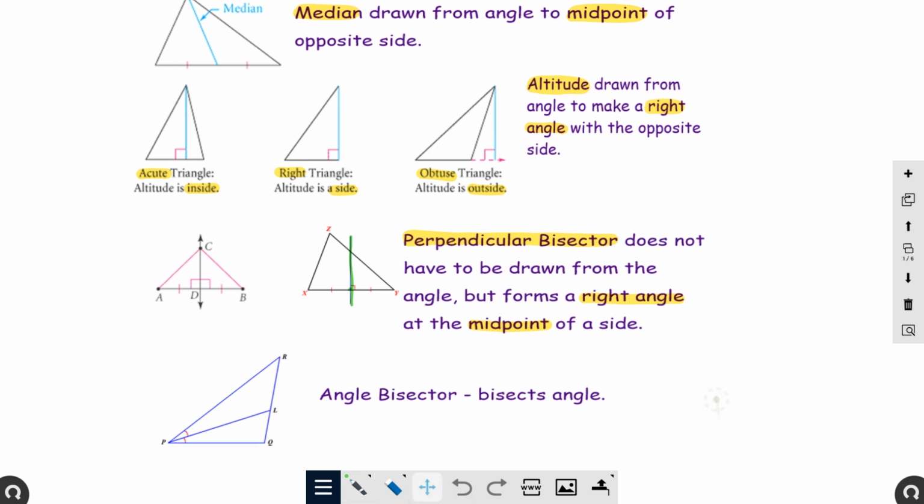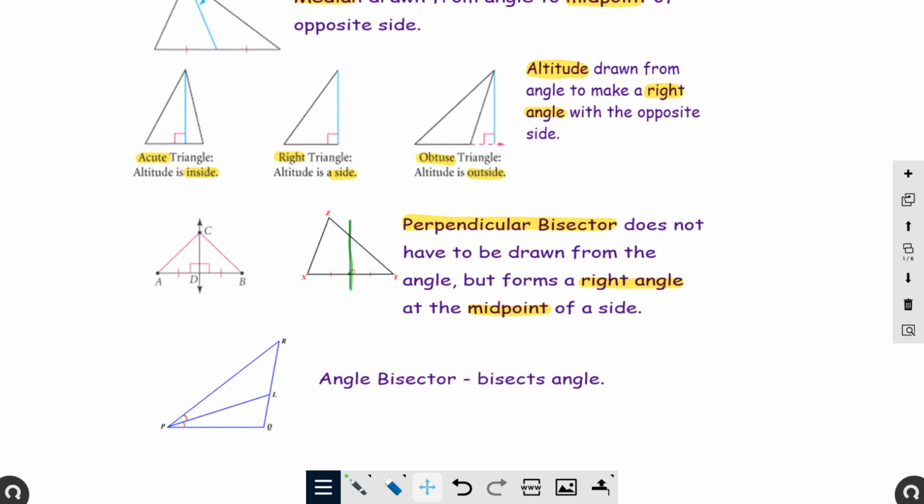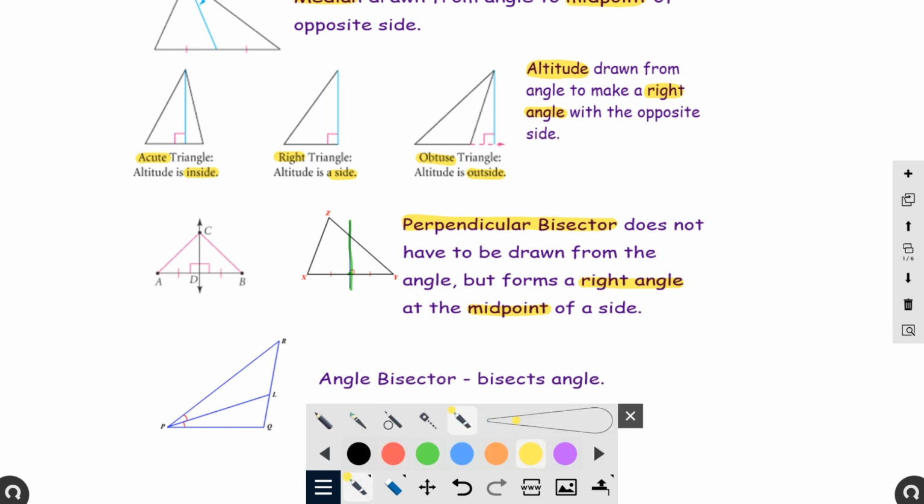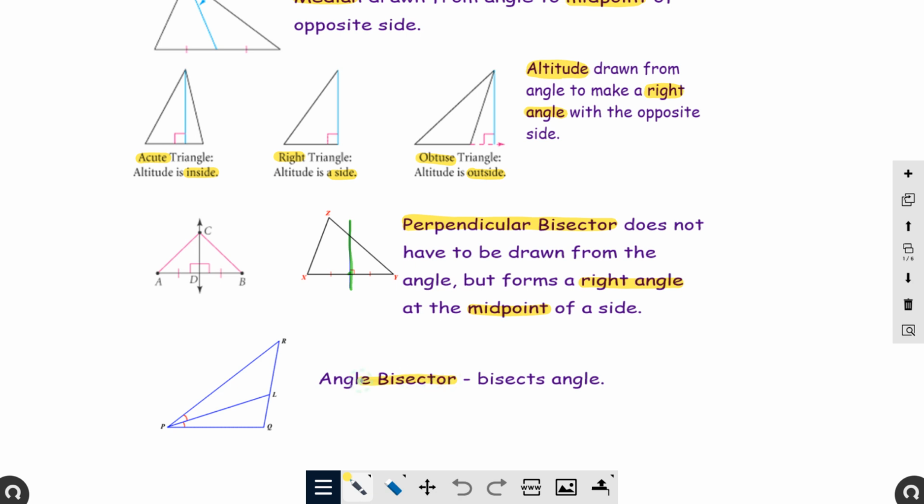The last one we're going to focus on is angle bisector. I think that one's pretty self-explanatory. Cuts the angle in half. So we can see the different measurements that you have there. So angle bisector bisects the angle. There's really no other way of saying that. But it cuts that angle into different pieces, different halves.